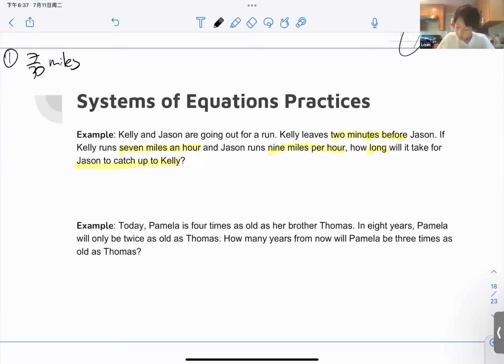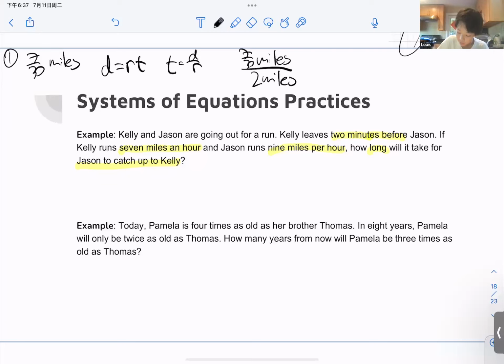So since D equals RT, we have that T equals D over R. So it's just 7 over 30 miles over 2 miles per hour. So the miles cancel, and it takes 7 over 60 hours, which is just 7 minutes. Questions for the first problem? No questions, and I'll go to the second problem.